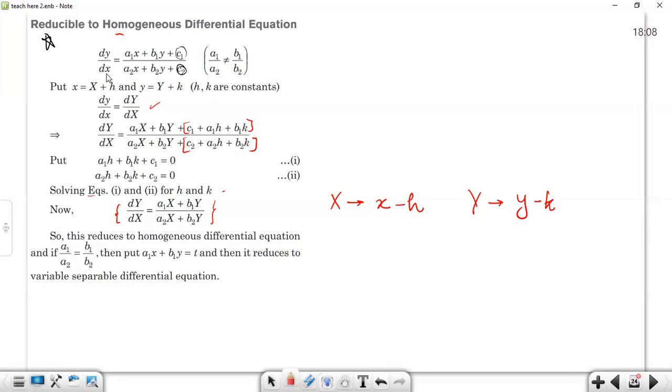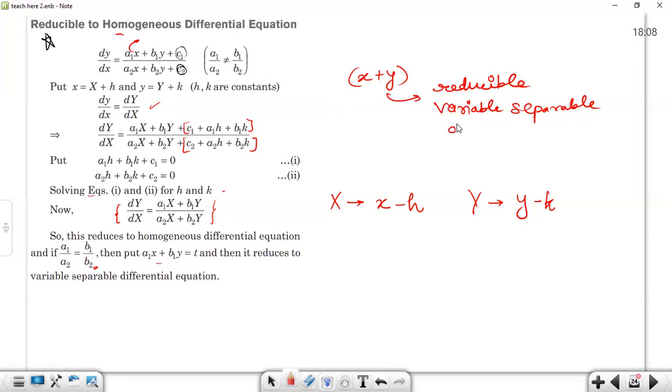Now there can be another scenario. There was a condition that a1 by a2 should not be proportionately equal to b1 over b2. Why? If they are equal, we can simply convert the variable of the function into x plus y terms, and that will be simply solved. We have also discussed it earlier in the reducible to variable separable method, the separable differential equation. I hope you are aware of it.